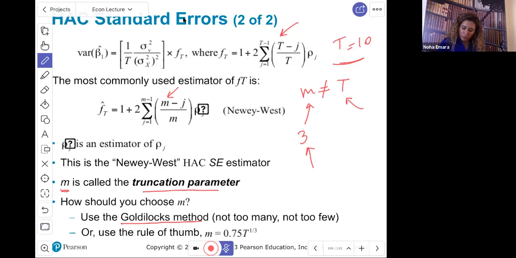I prefer to use a computation, which is the rule of thumb. The rule of thumb here is basically telling us to get 75% of your total T, right? If I have T equal to 10, get 75% of that, but then raise it to the power of one third, okay? So this is the way that we are going to use it. I don't want to leave it for you to decide what we mean by not too many and not too few, right? I want it to be based on a certain computation or a rule of thumb, okay?